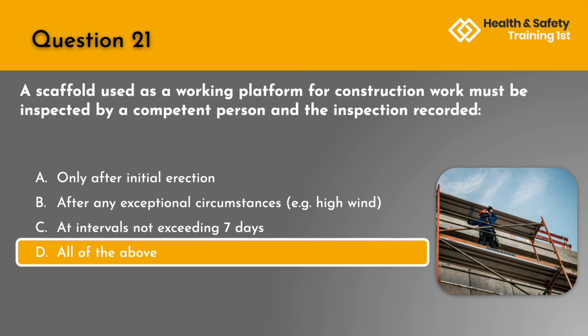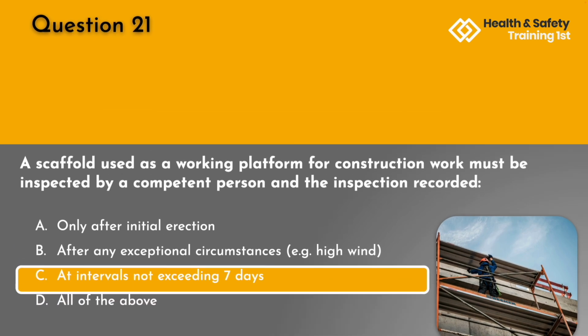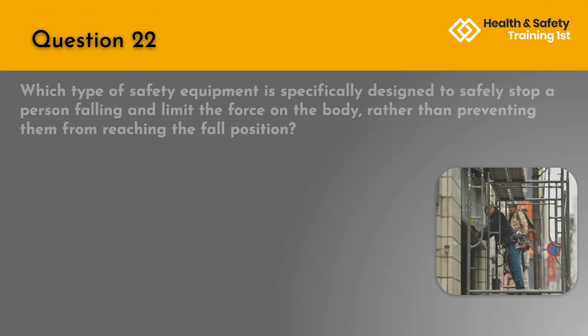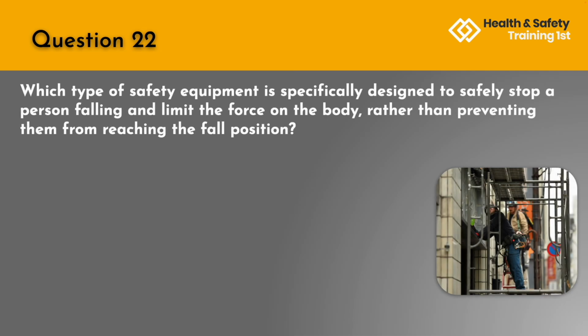The correct answer is D. All of the above. Question 22. Which type of safety equipment is specifically designed to safely stop a person falling and limit the force on the body rather than preventing them from reaching the fall position?